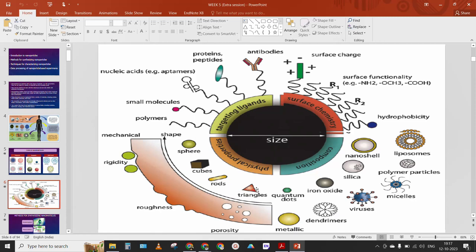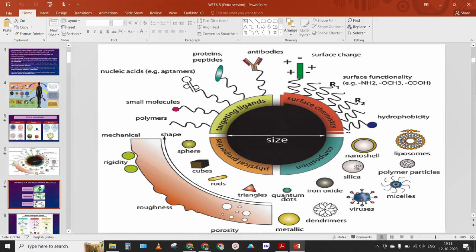Then physical properties. I told you that nanoparticles can be in different shapes like spherical, cubical, rod shape, triangular shapes. Mostly nanoparticles are spherical, but metallic nanoparticles are in triangular shapes and cubical shapes also. And the surface property of nanoparticles can be rigid, rough, and could be porous.